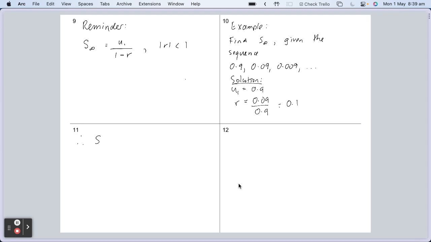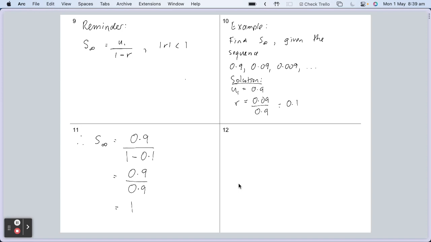Therefore, the sum to infinity is equal to u sub 1, so 0.9 all over 1 minus 0.1, which is the common ratio. So that's equal to, I don't think we need a calculator for this, 0.9 over 0.9, which is equal to 1. So the sum to infinity of that particular sequence is, if I added them all up, I would get the value 1. Okay, that's all I wanted to say before I let you do some practice.